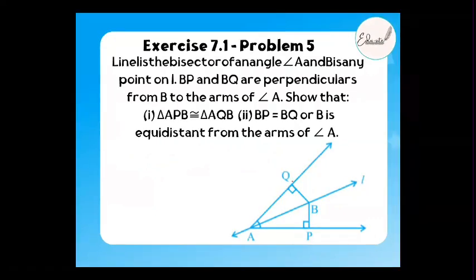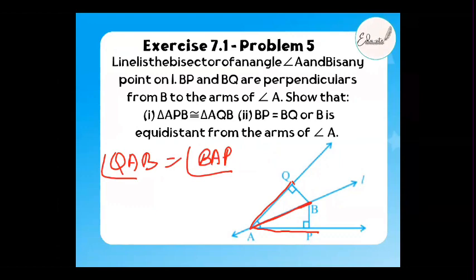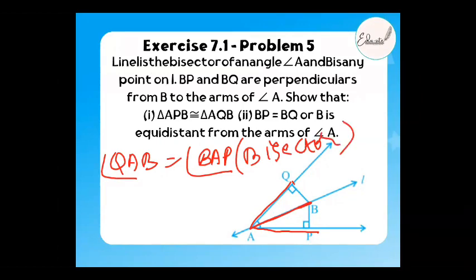Now tell me quickly what they have mentioned here. Which angles are equal, beta? QAB and BAP. Yes, the first thing they have given is angle QAB is equal to angle BAP. Because there is a bisector that divides this angle into equal halves. So we have got one side. Next they have given another angle here, right? What is another angle here, beta? Angle Q is equal to angle P. What is it equal to?